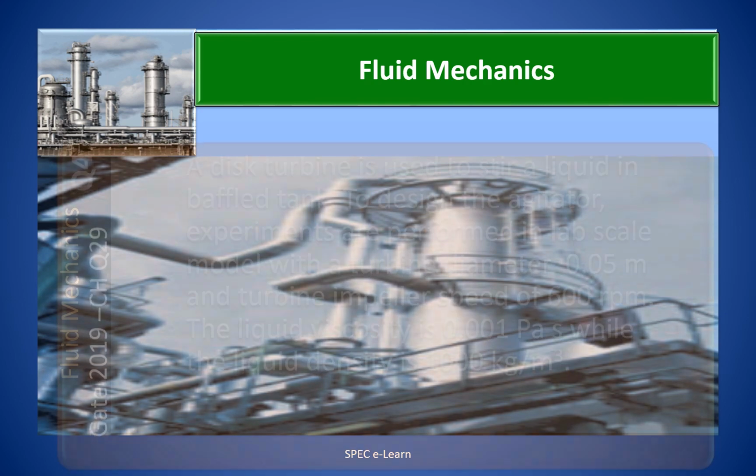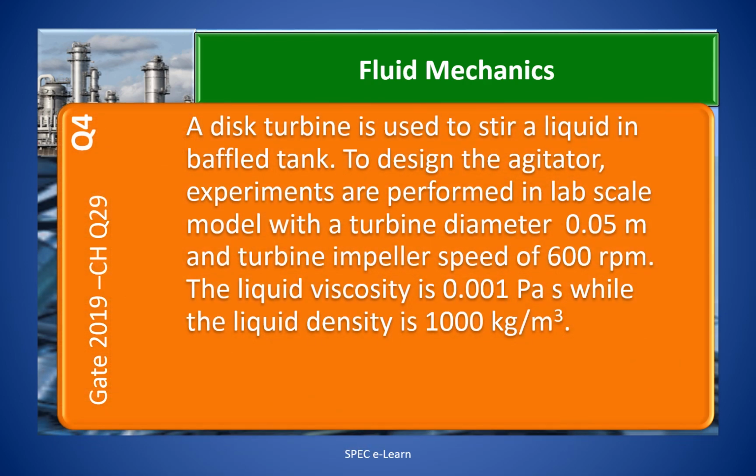GATE 2019, question number 29. A disk turbine is used to stir a liquid in a baffled tank. To design the agitator, experiments are performed in lab scale model with a turbine diameter 0.05 meter and turbine impeller speed of 600 rpm. The liquid viscosity is 0.001 Pascal second, while the liquid density is 1000 kg per meter cube.